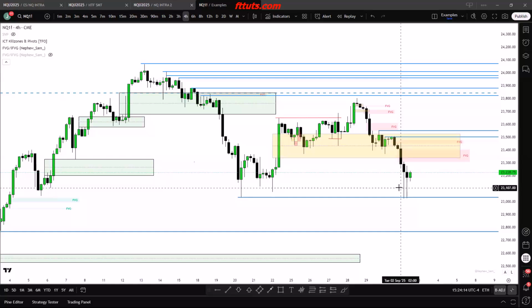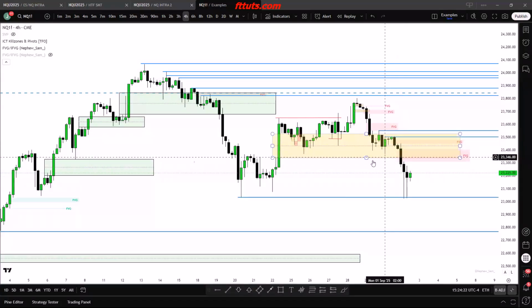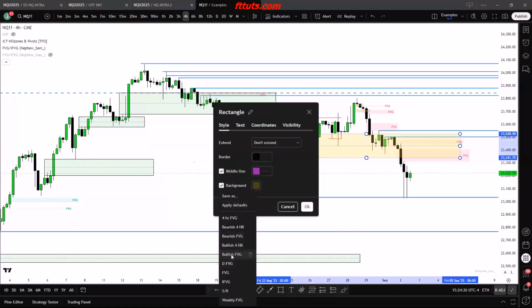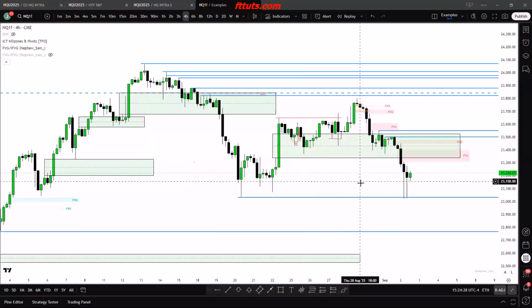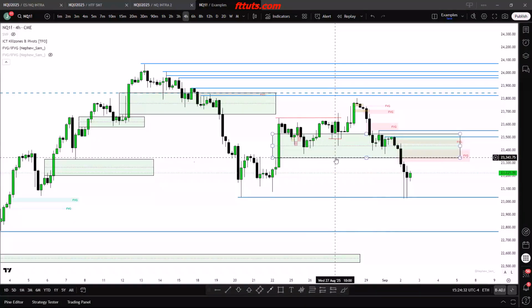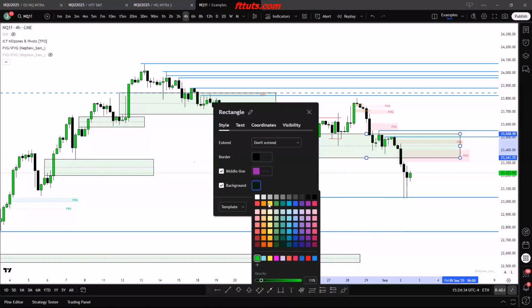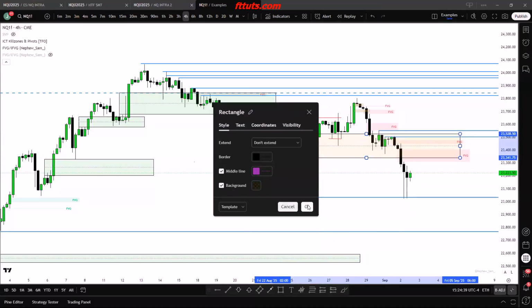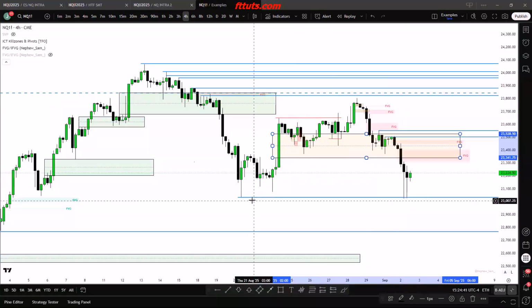So I don't like to use the word invalid, because invalid means throw away and don't use. That's not the case here. All we're saying now is that this fair value gap, which before was a bullish fair value gap that we can use to go long off of, when it closes below, is now an inverse fair value gap, which we now use to short and go to external liquidity on the lower side.